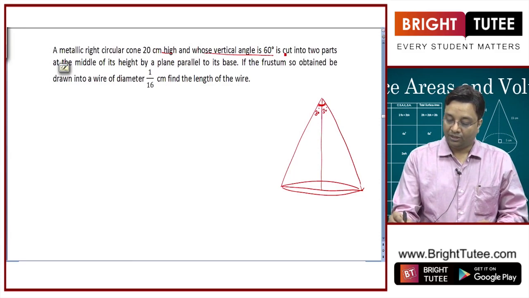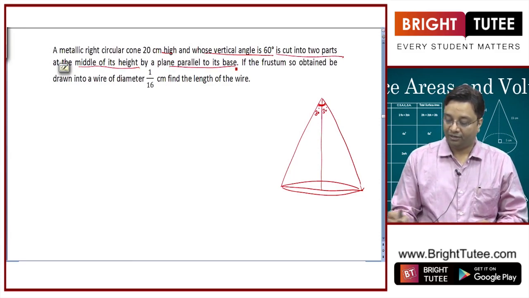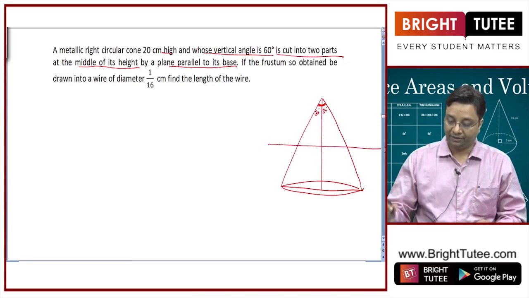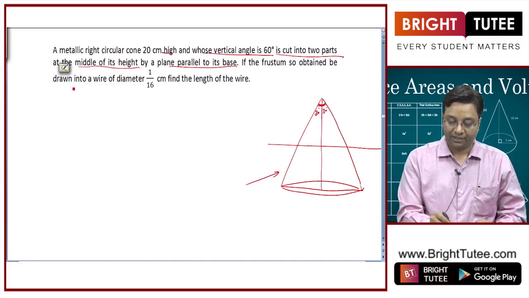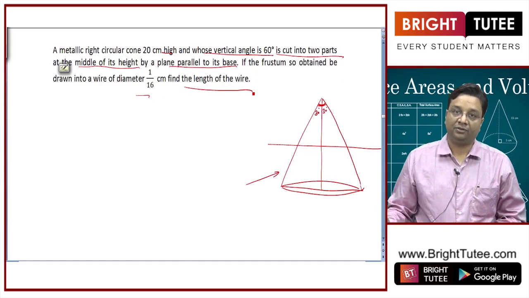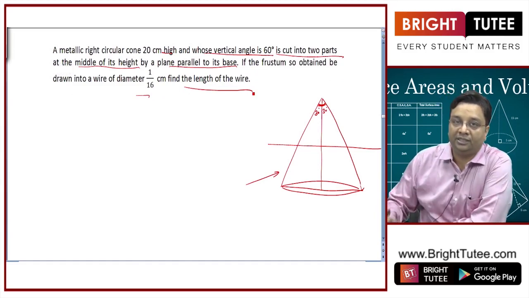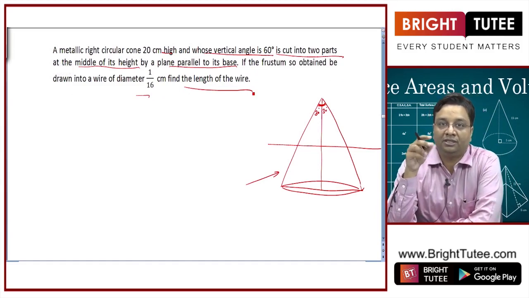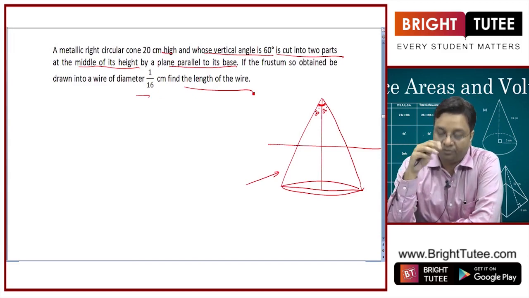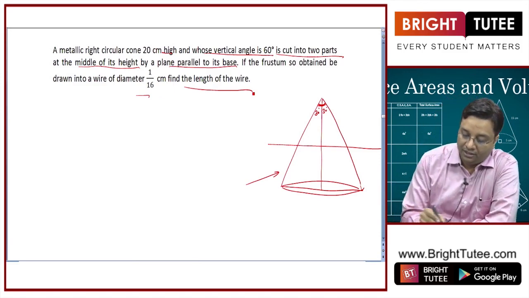Now this cone is cut into two parts at the middle of its height by a plane parallel to its base. So it is cut like this, horizontal plane. If the frustum so obtained, so we have got this frustum here, is drawn into wire of certain diameter, find the length of wire. So this question is a combination of two questions. One, the conversion of one shape into another. Second, it is talking about frustum of a cone.